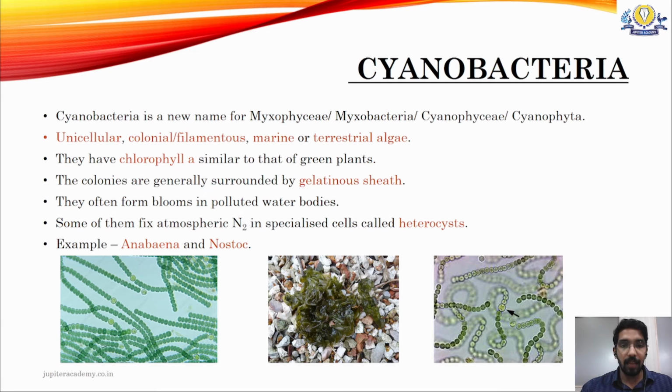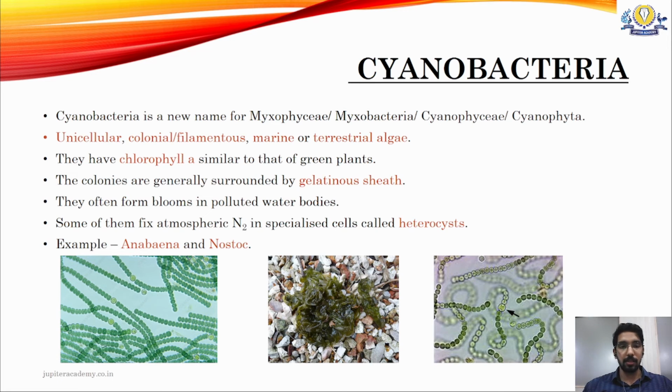They have chlorophyll A, which is similar to that of plants. Other bacteria have different types of chlorophyll which perform photosynthesis, not the same as plants, whereas cyanobacteria are the only bacteria which have chlorophyll A, similar to that of green plants. The colonies are generally surrounded by a gelatinous sheet with the help of which they are able to move. They often form blooms in polluted water, which is rich in organic substances. There, more organic matter means more food, and hence they bloom, meaning their population bursts.